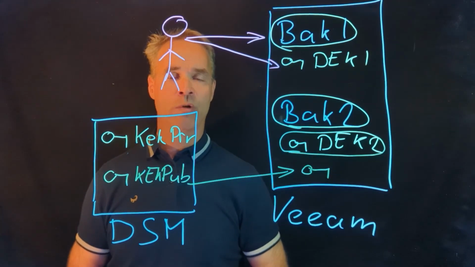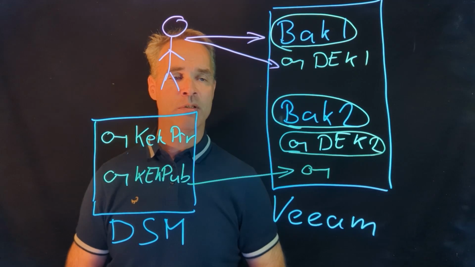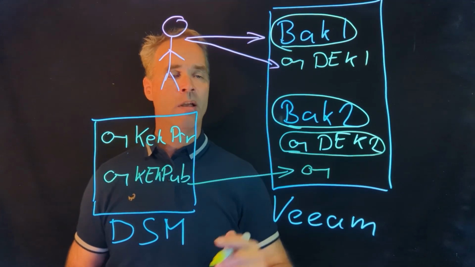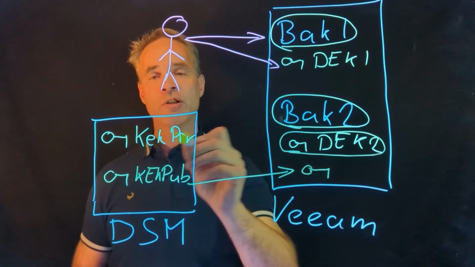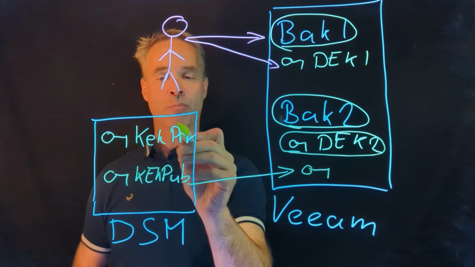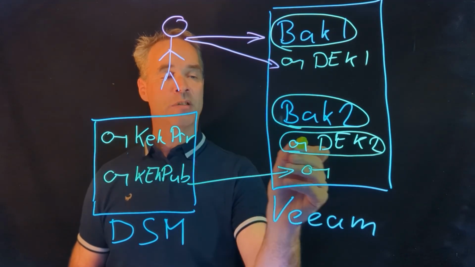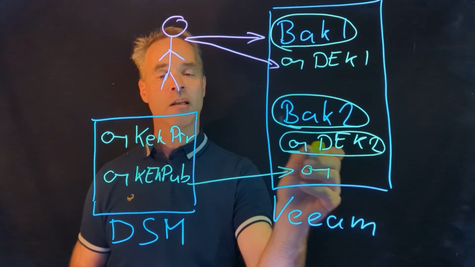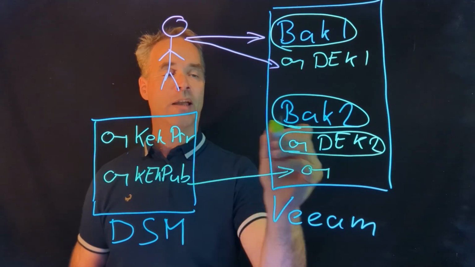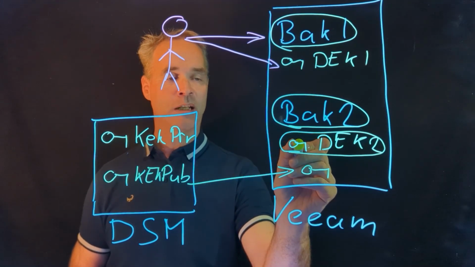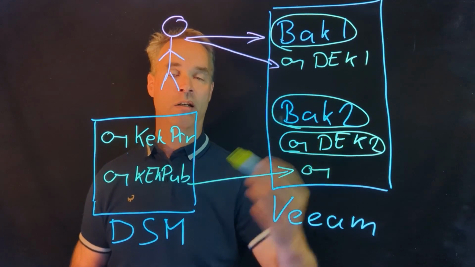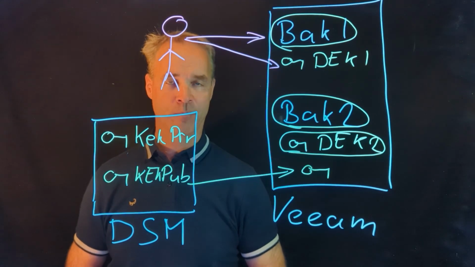At some point, you want to decrypt your backups. And what you need to do then is that you reach out to DSM, to the private key, and then you're sending in the data encryption key to be decrypted here, and then you get back the decrypted data encryption key, and with that you can decrypt the backup file.